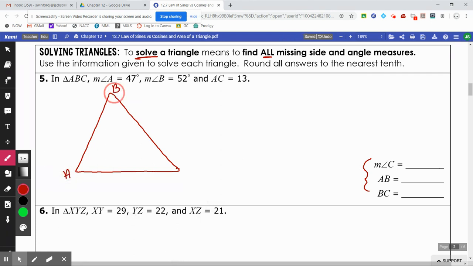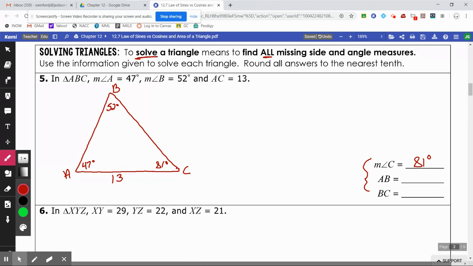So we have A, B, and C. Angle A is 47 degrees. Angle B is 52 degrees, which is nice because that means we already know what angle C is. Let's go ahead and do that. 47 and 52 is 99, so that leaves me with an 81 degree angle. So all of a sudden I have all three angles. They give you that AC, which would be side B, is 13. And we're asked to find the other two sides as well.